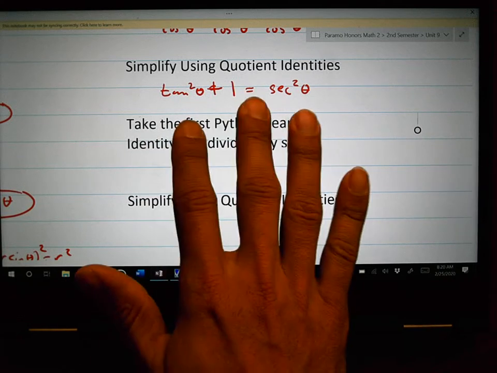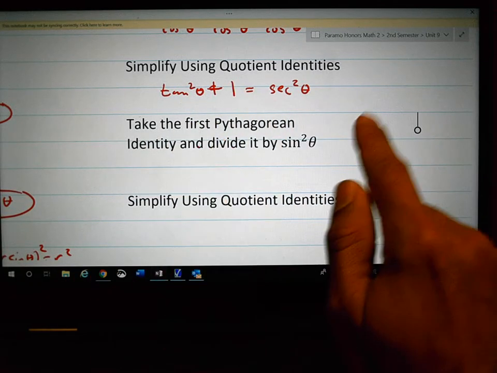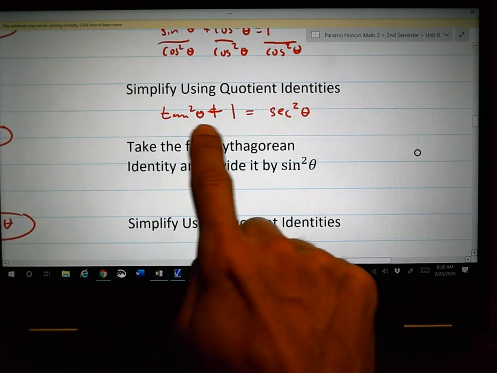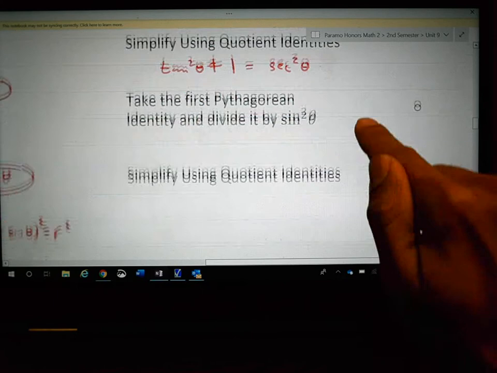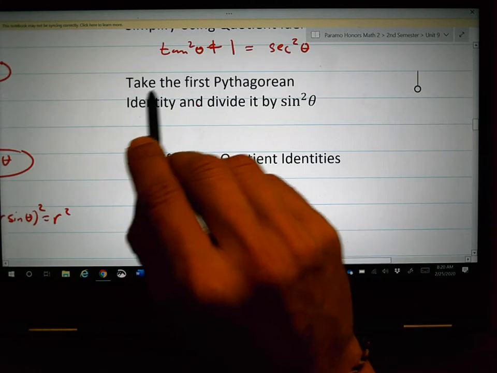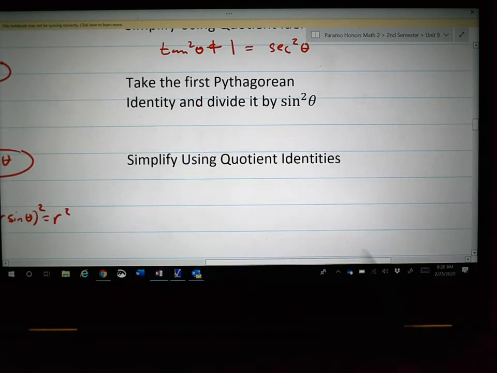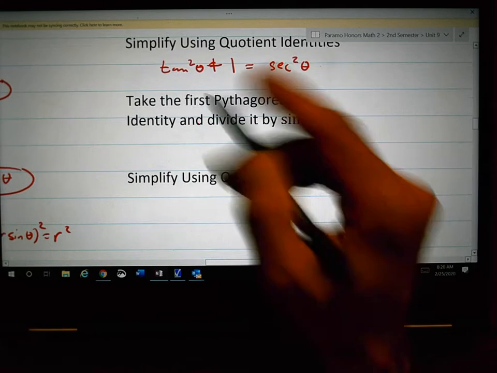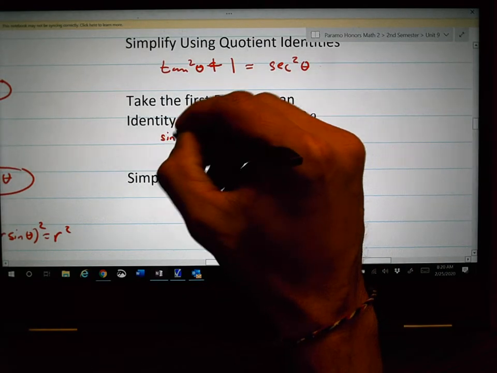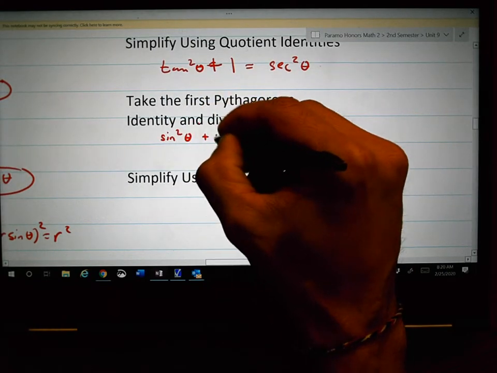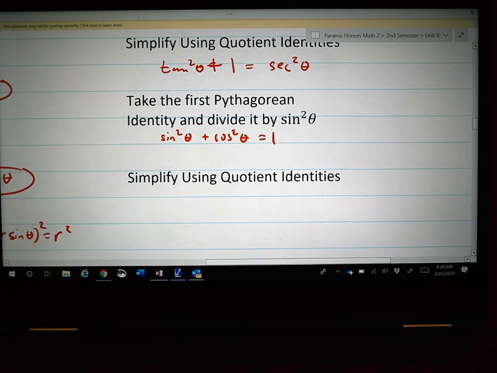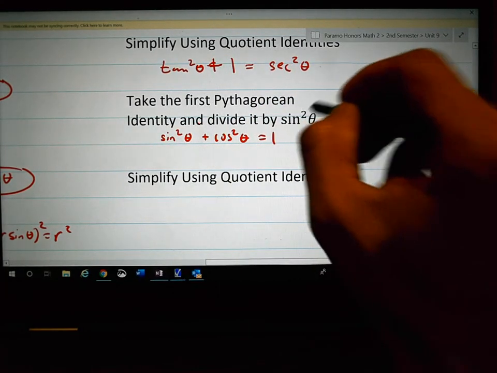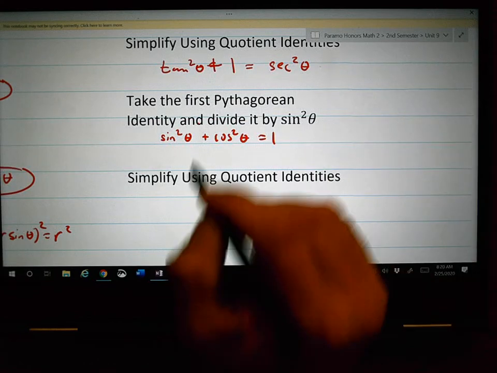So where we ended the last video was right here on the second Pythagorean identity. To get to the third Pythagorean identity, take the first Pythagorean identity and divide it by sine squared of theta. So I'm going to take that first one again, which is sine squared of theta plus cosine squared of theta is equal to 1. And this time, I am going to divide every single term by sine squared of theta.